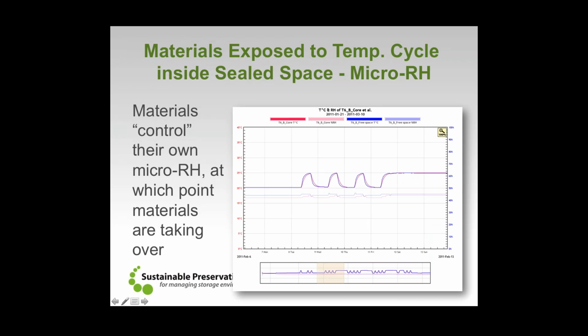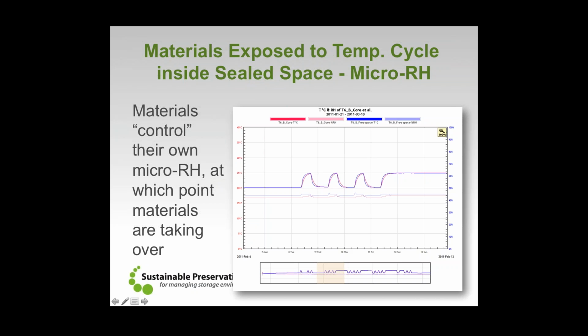We see that the materials start to take over. So using our loggers again, here we are. This red is the temperature at the core of the object, and blue is the temperature of the free space. If we change the temperature in the free space, notice that the temperature of the object changes relatively quickly, right? There's not a whole lot of buffer time there. It equilibrates very rapidly.